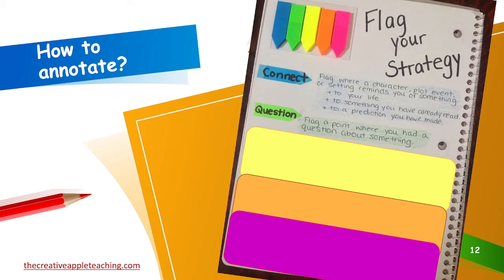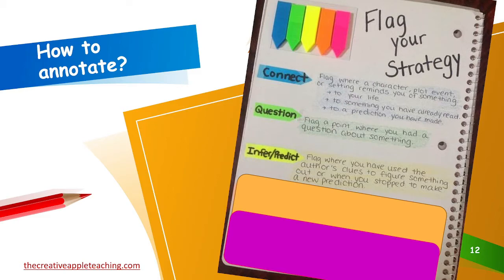Flag a point where you had a question about something. Okay? So you should make an annotation if you have questions. Next, infer or predict. Flag where you have used the author's clues to figure something out, or when you stop to make a new prediction. Okay, let's say for example, meron kang gustong i-predict, or kung ano yung mga clues na binigay ng author. So you can make an annotation or mark that part of the text that you are reading.